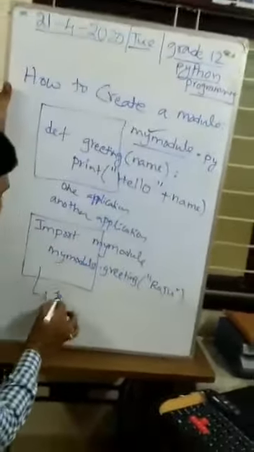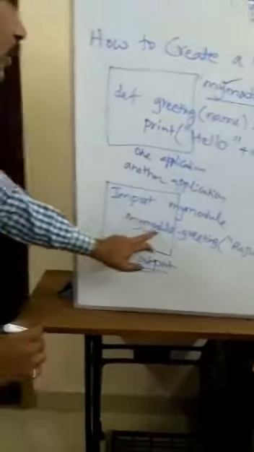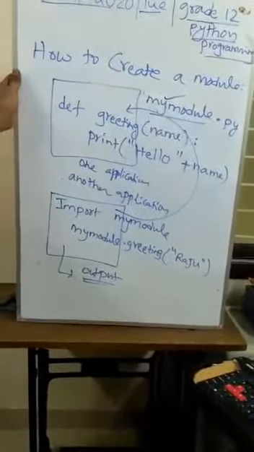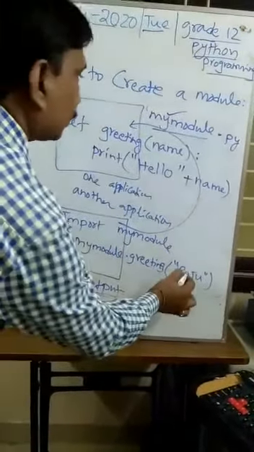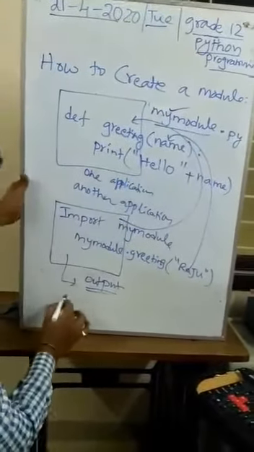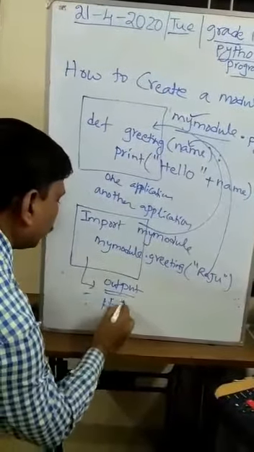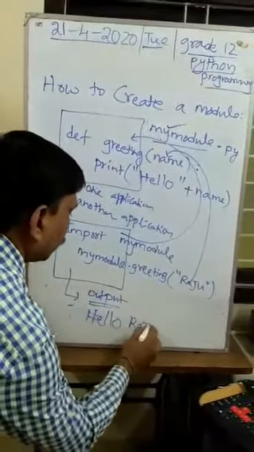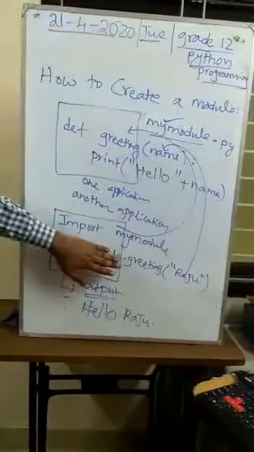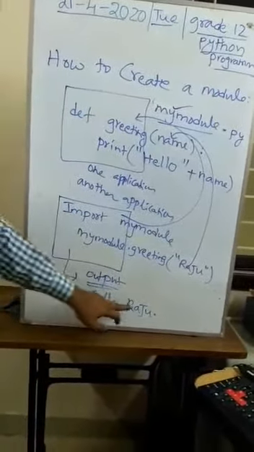it displays the output. Here I am writing output. It displays my module, using this code. Use this code and supply this Razu to this name. Print hello. It prints hello Razu. So this is the final output. I am giving Razu to this application. So the final output is hello Razu.